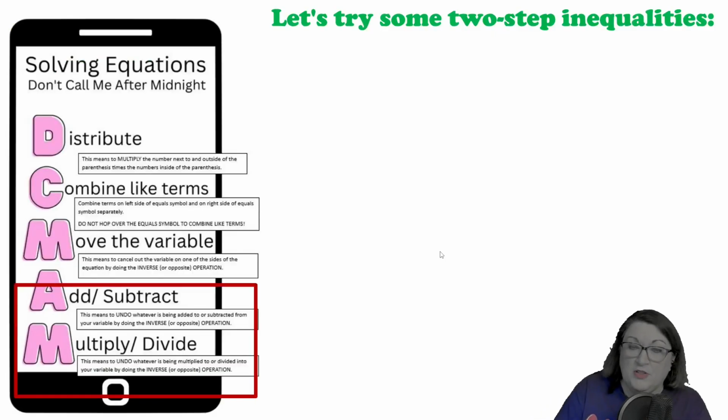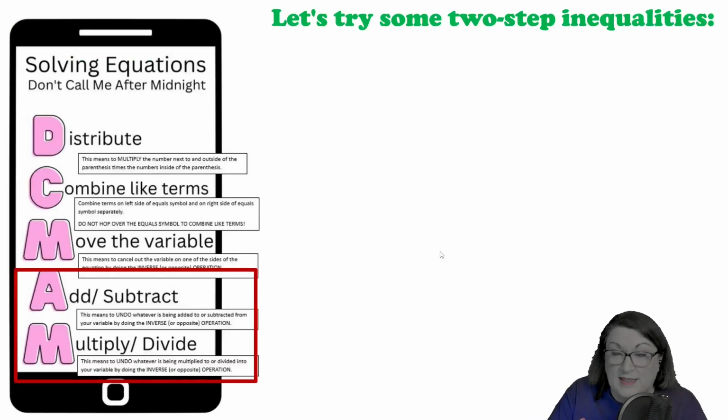So let's try some two-step inequalities. We're going to primarily be using the last 2 steps, add, subtract, multiply, and divide. I didn't put any on here with distributive property, combine like terms, and moving the variable, because that you can find in the equation videos. So we're more focused on the difference between solving these inequalities and solving the equations.